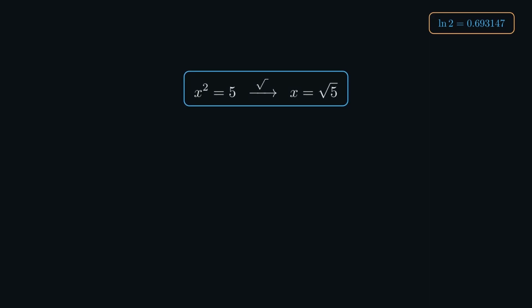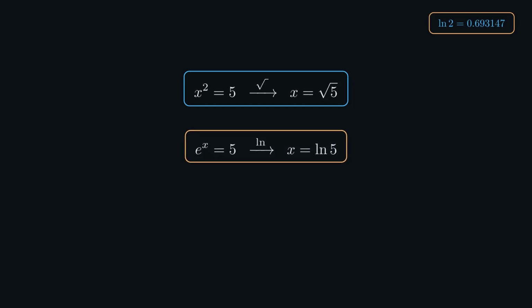Here's the plan, and it's sneakier than it looks. What do I actually do when I solve x squared equals 5? I apply the square root, the inverse of squaring. When I solve e to the x equals 5, I apply natural log, the inverse of exponentiation. Solving is applying an inverse.